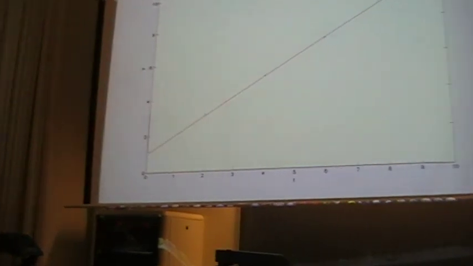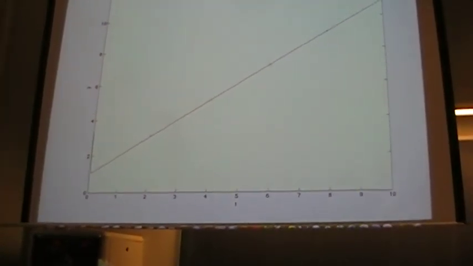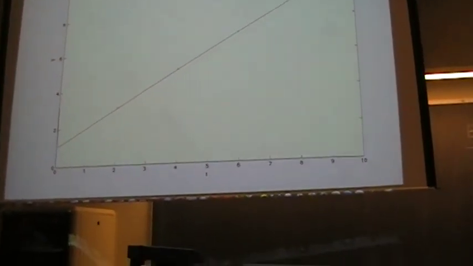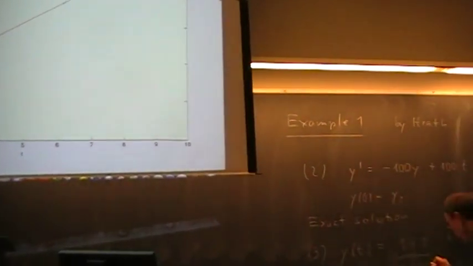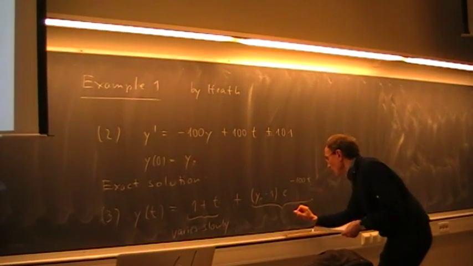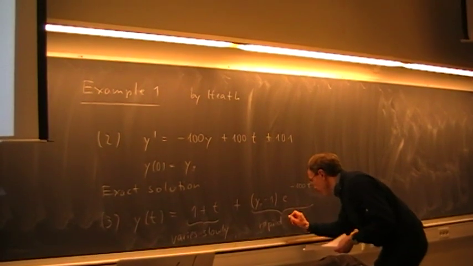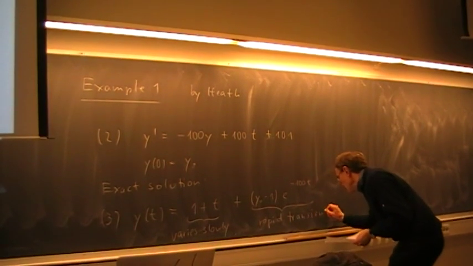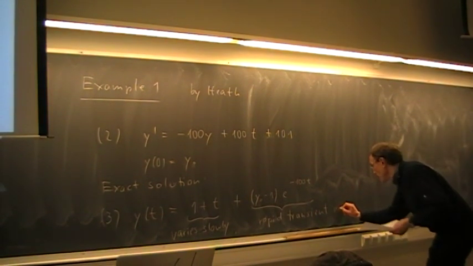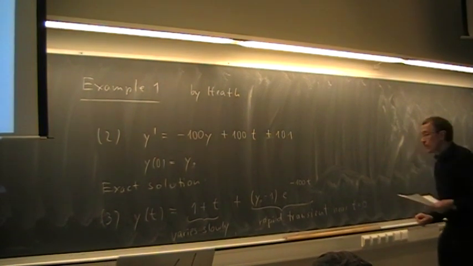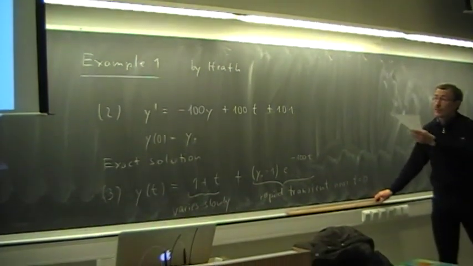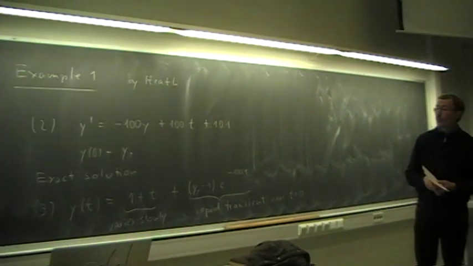So in this example, we have then what he characterized as a small variation, that is here, the slowly varying part, and this is then the rapid transient. And you see, it is only important near t equal to 0. So that was the characterization from the solution that we can see reflected in this example.